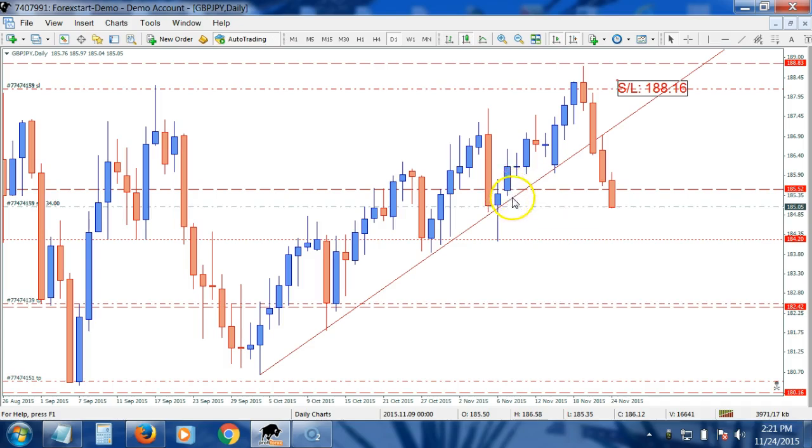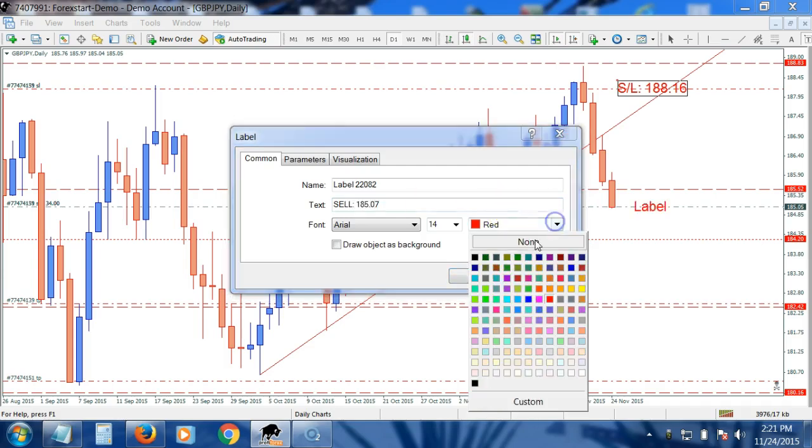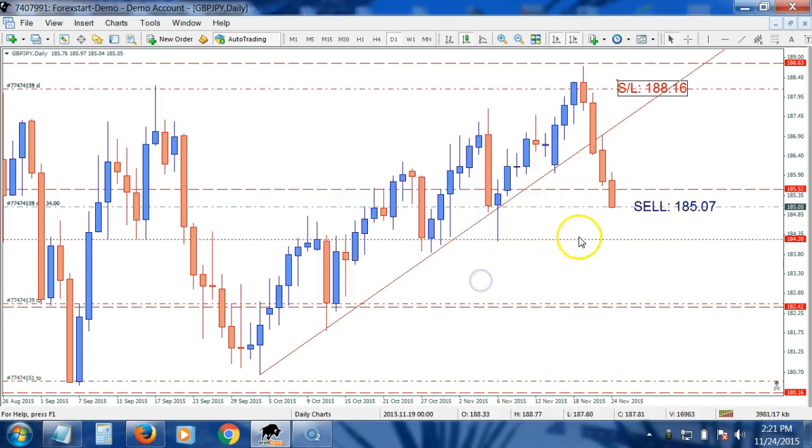So I moved it off of this particular candle here, making sure it cleared out the lows from there as well, and I put a sell stop order in at 185.07. That is 185.07. The sell order has triggered. We are now inside the trade, 2 pips into the trade.